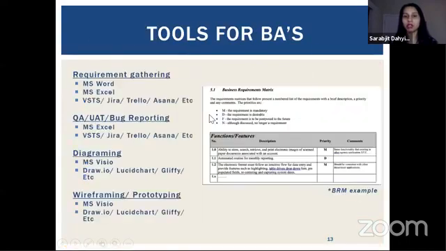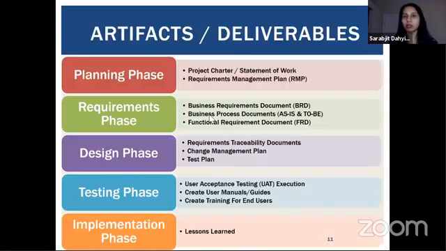If you're in the requirements phase, you should be documenting the business requirements document. Sorry, this is a little sticky, my laptop. So in the requirements phase, you should be doing your BRD. You should be working on your business process documents, which are the as-is and to-be, which also go into the business requirement document. And you should be working on your functional requirements document. In the design phase, you're going to be completing your requirements traceability. You're going to be creating a change management plan and a test plan.